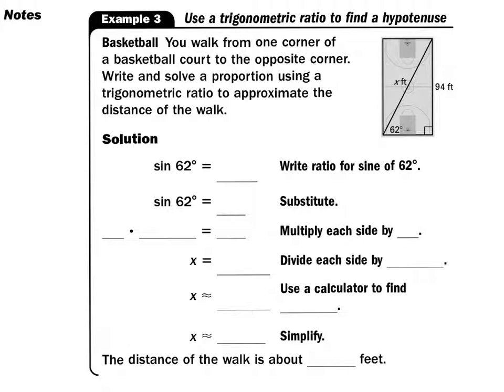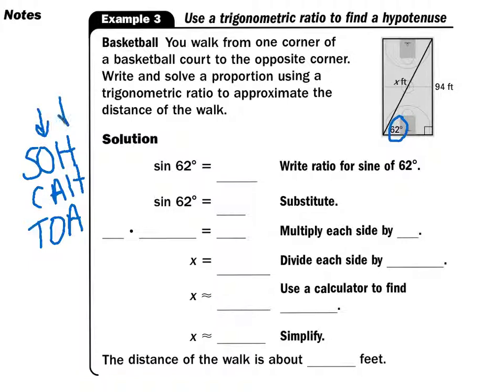So here's our solution. We can write the sine of this angle, 62. And remember SOHCAHTOA? Sine of this angle equals opposite over hypotenuse. So the opposite is 94, hypotenuse is x. Now, how do I get x by itself? Well, I can multiply both sides by x and then divide by sine of 62.